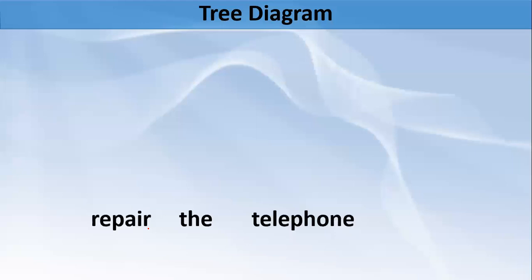Repair the telephone, for example. Now, if you look at this, the telephone, we have a noun here and we have the determiner. So this is a noun phrase, and then we have a verb here. When this verb is combined with this noun phrase, we will have a verb phrase, because a verb and a noun phrase combinedly produce a verb phrase.